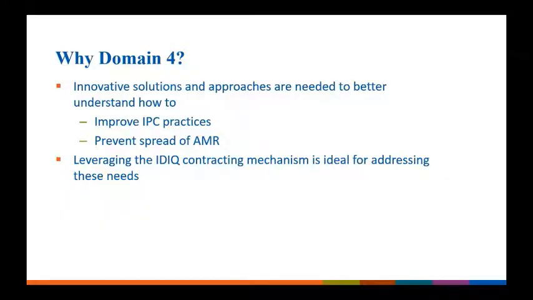So why this domain? This domain 4 seeks to expand our understanding of how to prevent AMR infections and deaths within acute care settings in low and middle income countries through development and evaluation of innovative prevention strategies that can balance efficacy, cost, and burden to healthcare workers and staff. So research is needed to identify and validate innovative technologies, cost effectiveness of interventions, feasible implementation approaches, and local solutions for low resource settings to prevent the spread of AMR. So leveraging the IDIQ contracting mechanism is the ideal way of addressing these research needs.